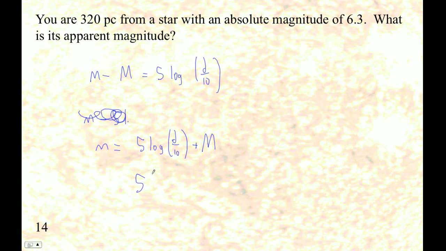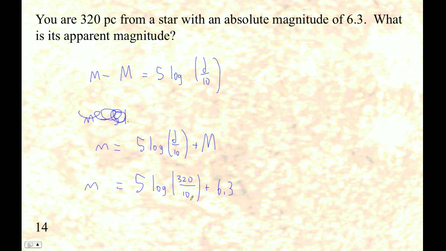So 5 log, and then our distance is, we really are 320, but we should be 10. Okay, so let's see, plus big M, and that's going to be our answer. I suppose that's going to be a positive number, and then, yeah, okay, I think we're good. It's going to be pretty faint, right? So 5 log, I'm going to live on the wild side here, not say times log. Okay, log of 320 divided by 10 plus 6.3.